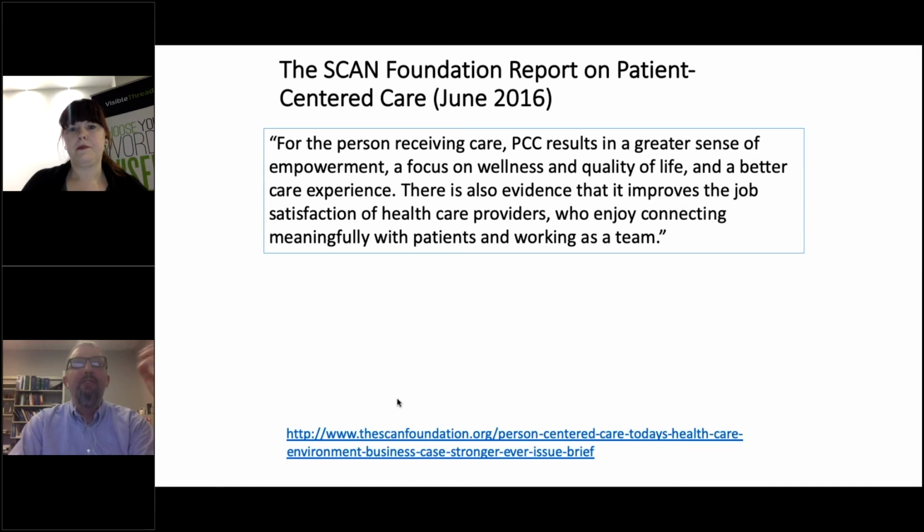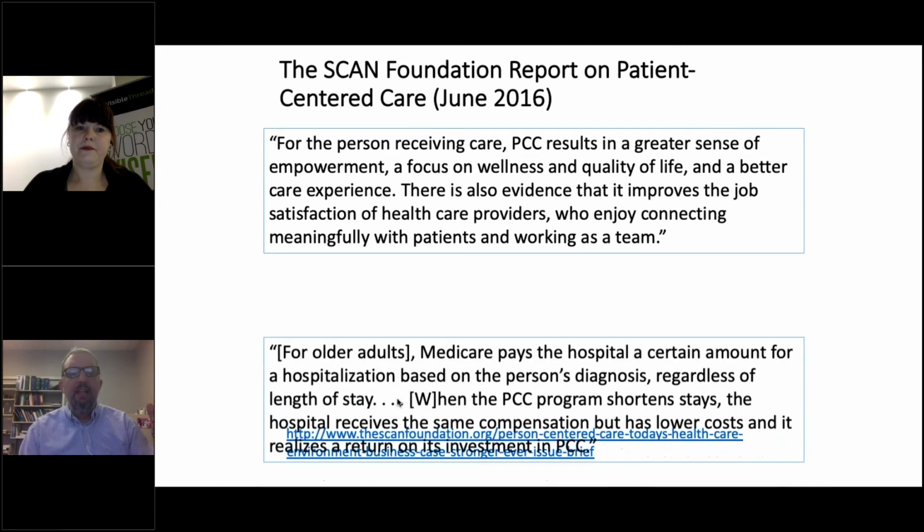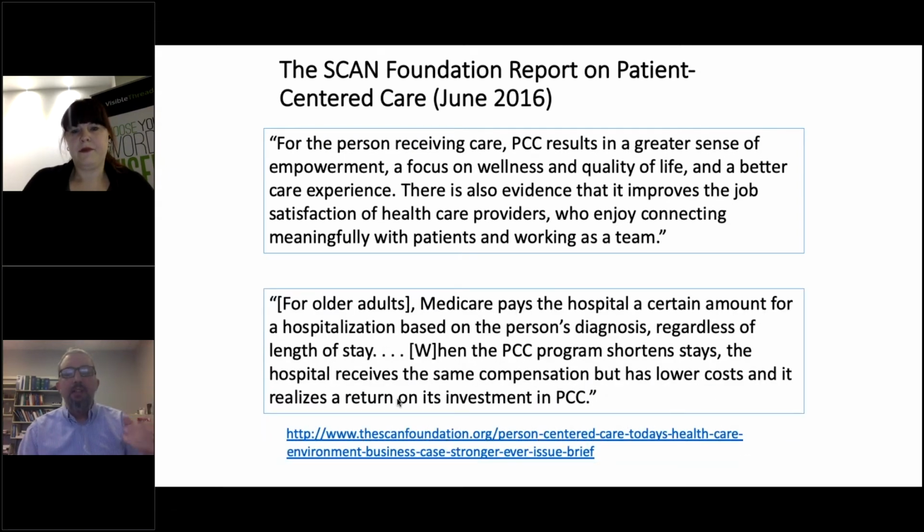For those of you in the healthcare world who know about the triple aim, or the quadruple aim as it is now, patient-centered care and the clear communication that goes along with that can help all sides of that quadruple aim. And the next part: from a U.S. perspective, where we talk about Medicaid and Medicare payments, a lot of times the hospital gets a certain amount of money for a hospitalization based on certain diagnoses, regardless of the length of stay. So if you can use clear communication and patient-centered care principles to shorten the stay, the hospital receives the same amount of money, but has lower costs and a better return on investment.